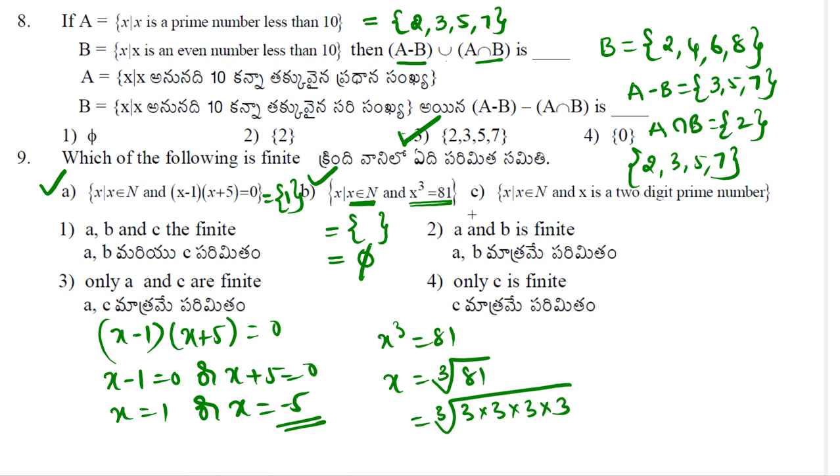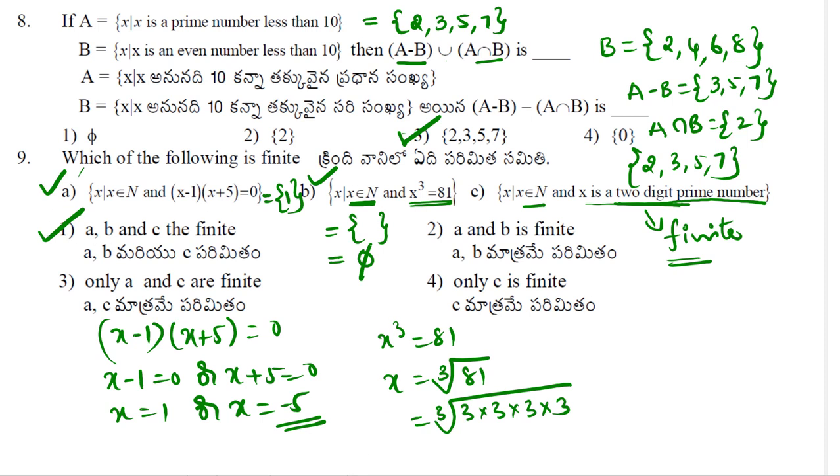Now let us see option C. x belongs to N and x is a 2-digit prime number. Here in this case we need not find out what the 2-digit prime numbers are. We just need to say whether it is countable or uncountable. We know that there are a limited number of 2-digit prime numbers, so easily we can count. So this is also a finite set. Option C is also a finite set. So option A, option B, option C, all are finite sets. So we can say A, B and C are finite. So in the answers, the first answer is the correct one.